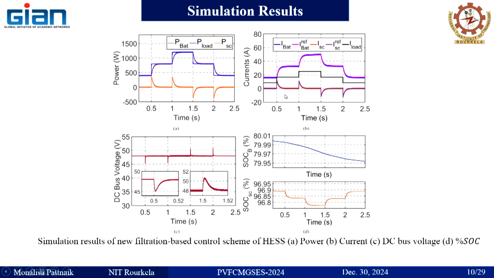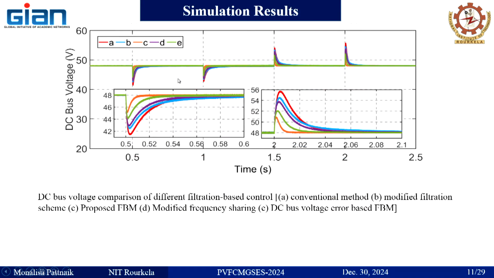Okay. So, all the actual currents are tracking their reference values, fine. This is for the proposed method, and then only for the VDC, the DC bus voltage, here we have tried to compare all these topologies. This is the conventional one, and then all those 4 control methods.